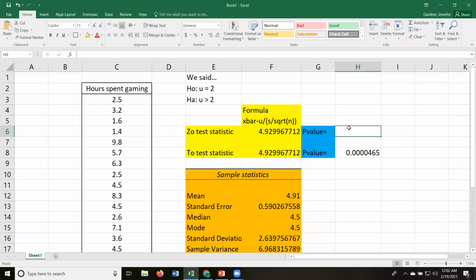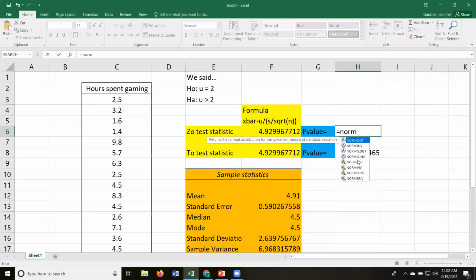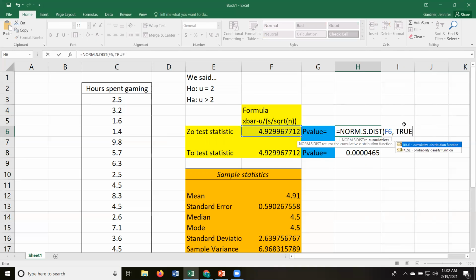Now for our z test statistic, we don't use the t distribution. So it's not going to say t.dist. It's going to say norm.dist. We want the standard normal distribution. So we want norm.s.dist. And then we'll select our z statistic. And we're going to type true. We need true in order to find our p-value.